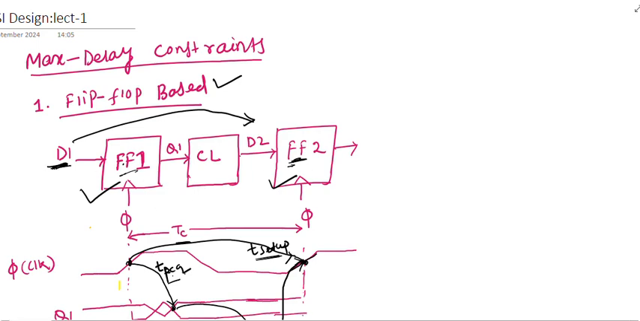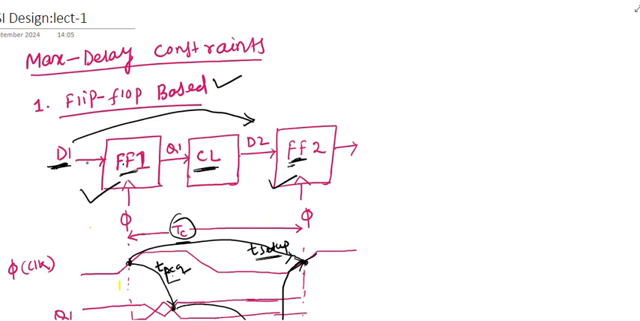Data D1 is given as input to flip-flop 1, then we get the flip-flop 1 output Q1, and Q1 is given to combinational logic. Its output D2 is given to the next flip-flop. The duration from one flip-flop to another flip-flop is TC, which is one clock cycle. Now, what does maximum delay mean?